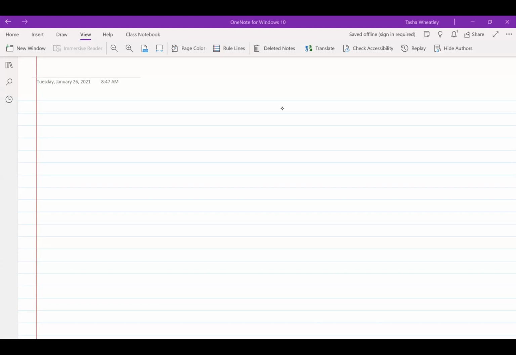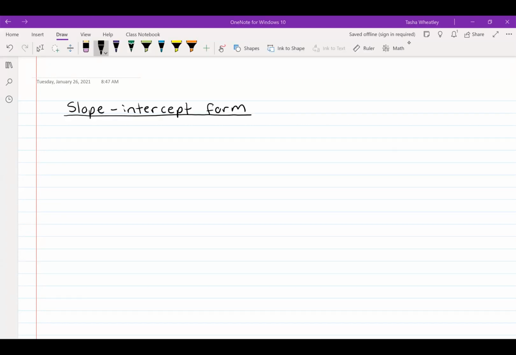The title for these notes is slope-intercept form, which we started talking about last week. Okay, so slope-intercept form. The notes are y equals mx plus b. And like I said, we started talking about this last week. We took a few notes on it, so you could even add to this.